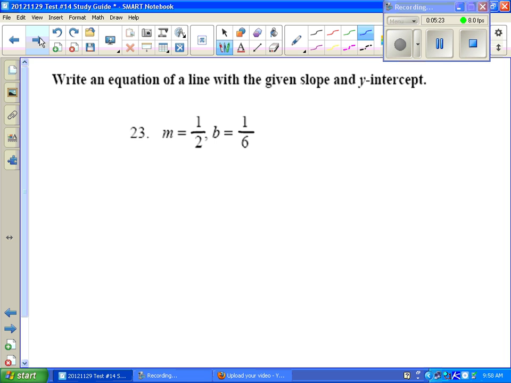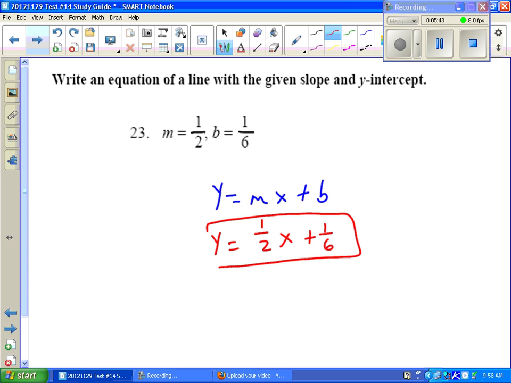23, write an equation of a line with the given slope and y-intercept. Same thing again. You got m and you got b. Y equals mx plus b. Your m value is 1/2, and your b value is 1/6, or +1/6. So all you're doing is leaving your y, your equals, and your x. And your equation is y equals 1/2 x plus 1/6.